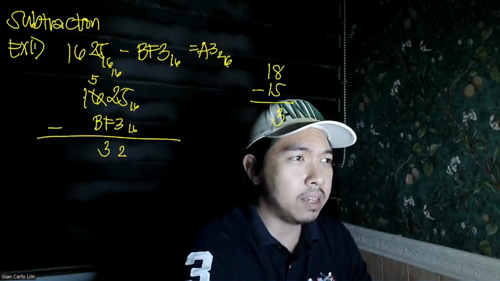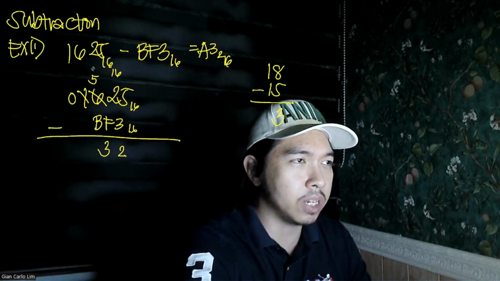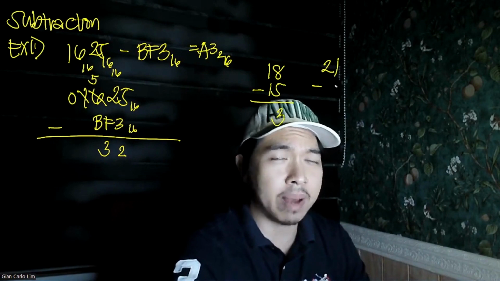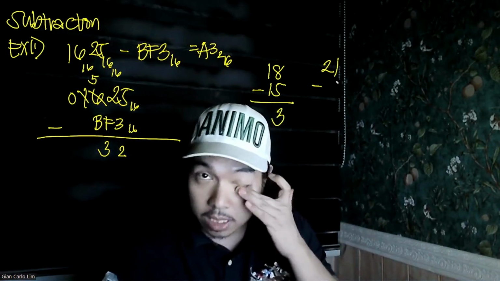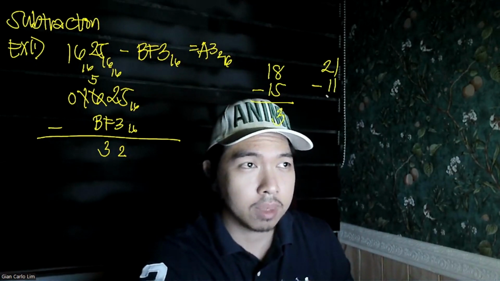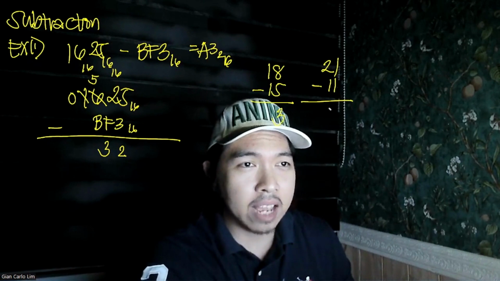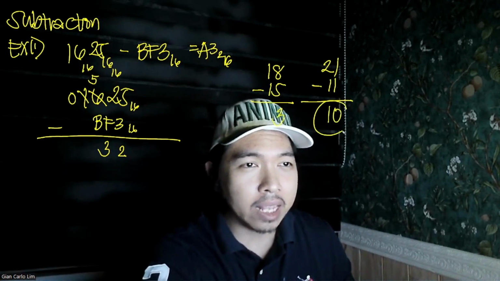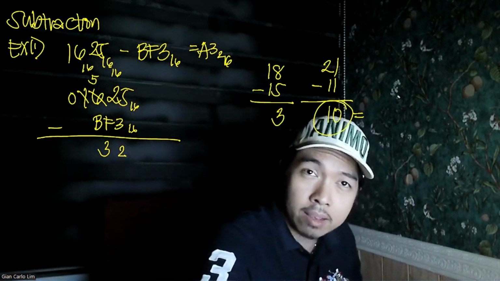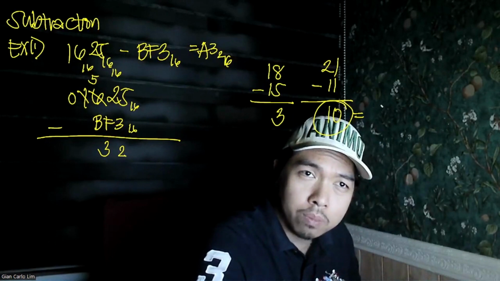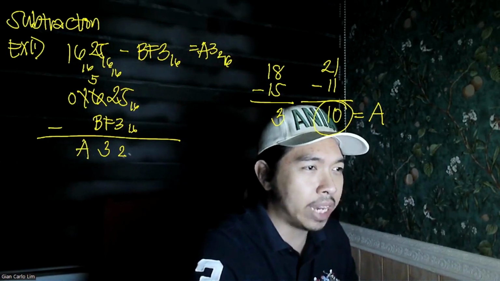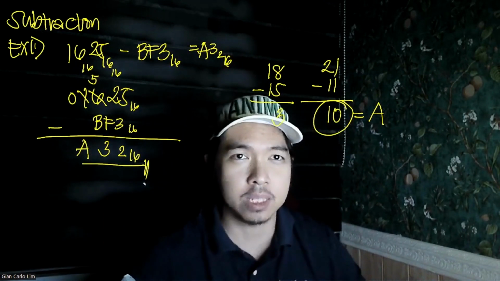5 and B cannot be. We borrow the last one here. So this becomes 0. And then we add 16 to 5. So 21. So 21 minus, what's the value of B? We know that the value of B is equal to 11. So 21 minus 11 is equal to 10. And we know that 10 in hexadecimal is equal to letter A. So therefore, we have here A32 base 16, and this would be the answer for this problem.